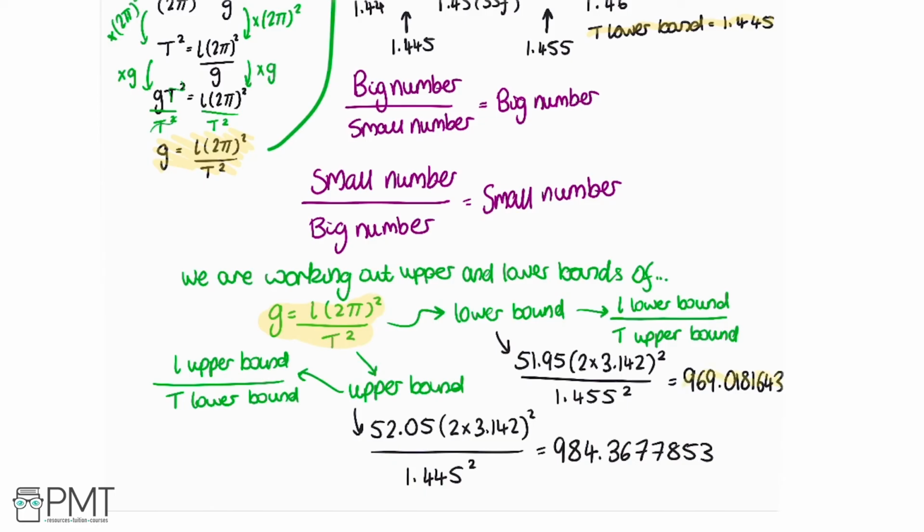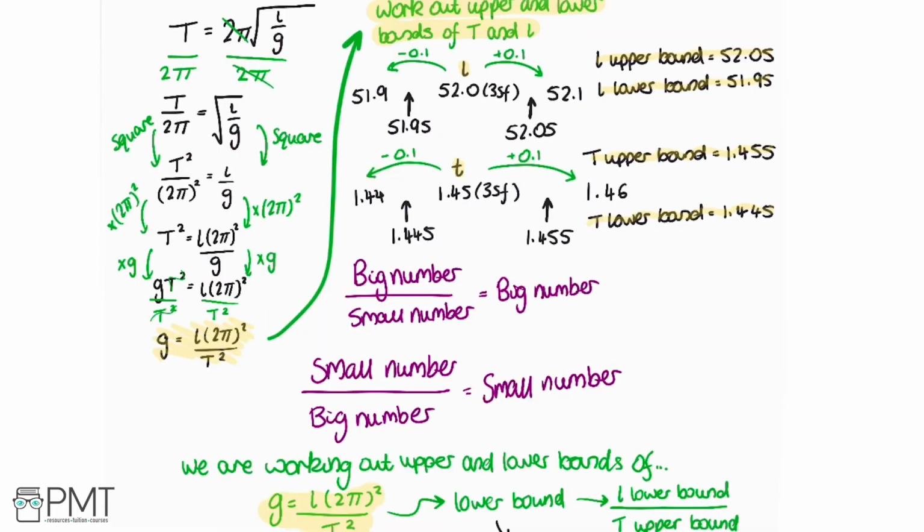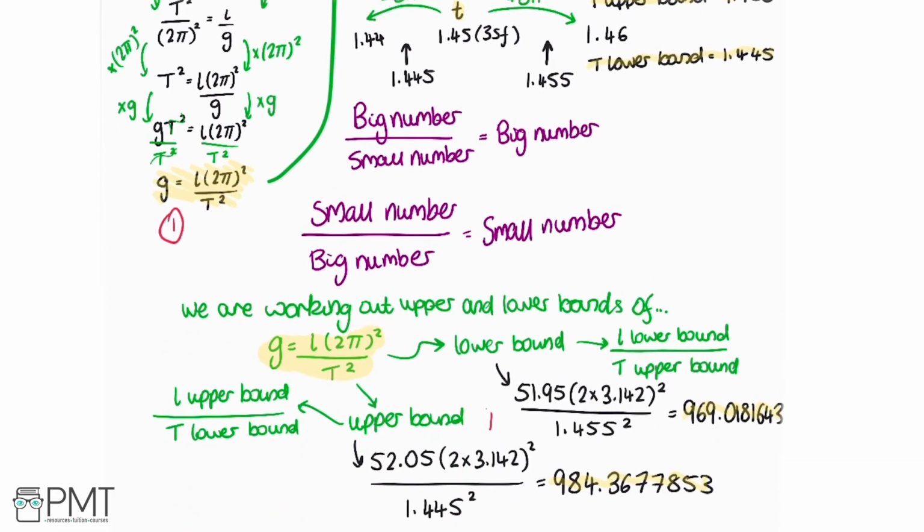We've got a value for our lower bound here and our upper bound here. So we get 1 mark here for working out the bounds of L and T. Another mark for rearranging to get G to be the subject. 1 mark down here for our working. And 1 mark if we get the correct value for the upper and lower bound.